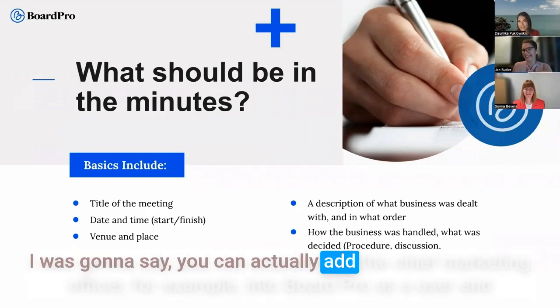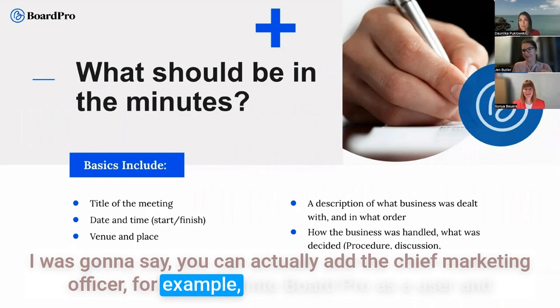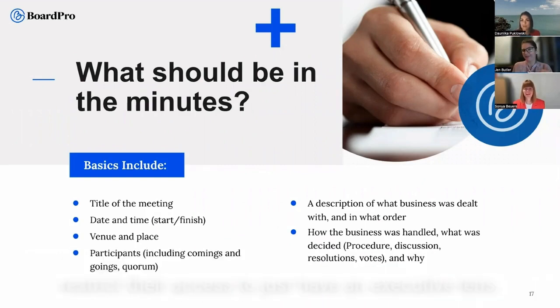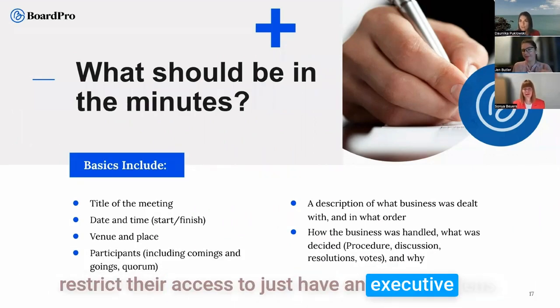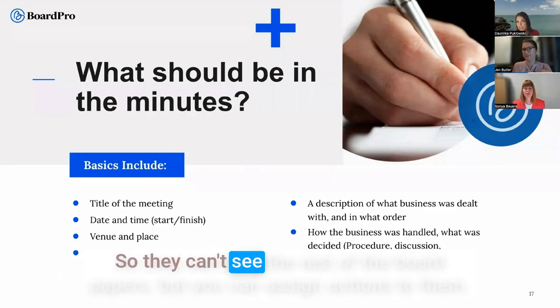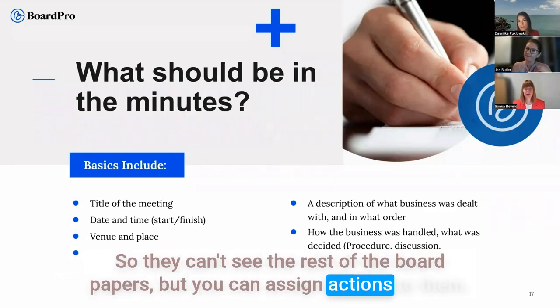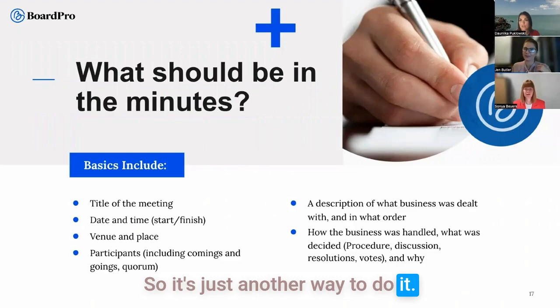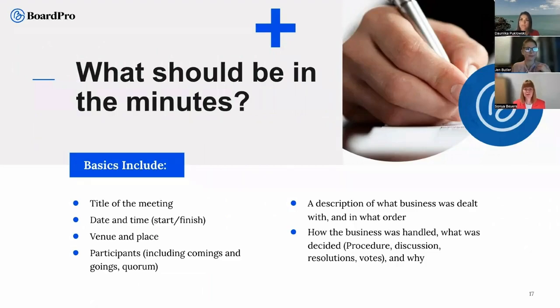I was going to say, you can actually add the Chief Marketing Officer, for example, into Board Pro as a user and restrict their access to just have an executive lens. They can't see the rest of the board papers, but you can assign actions to them. So it's just another way to do it. Thanks, Danica.